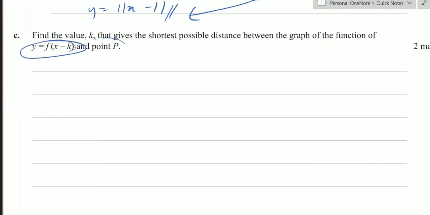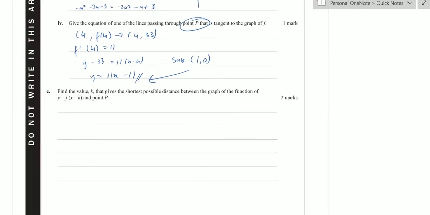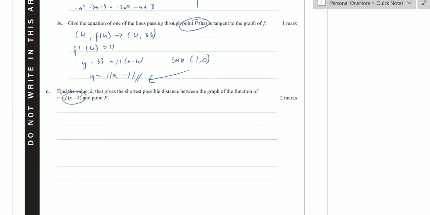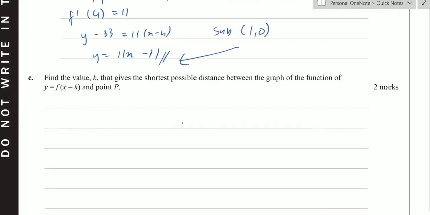So what not to do is what I did to begin with, before I realized: do not try to find a distance function, because with x minus k, it's going to be pretty hard. You'll end up with x to the power 4 in a square root bracket. It's going to take a while to figure that out. So the easiest thing to do is figure out the shortest possible distance on just the graph of f(x).